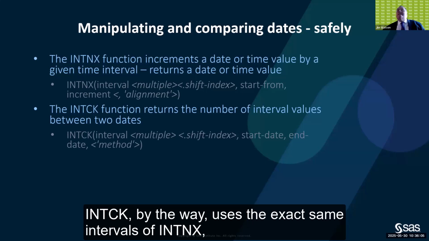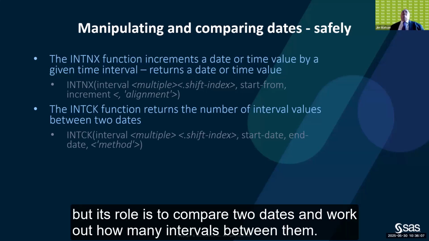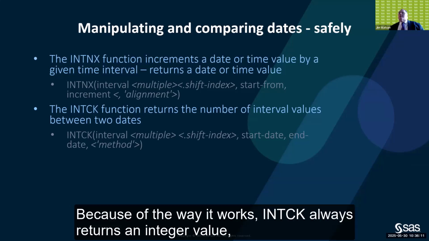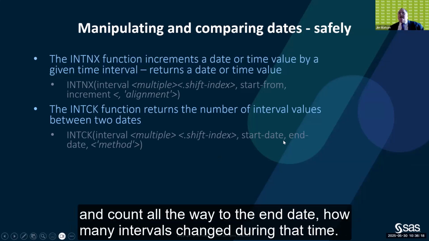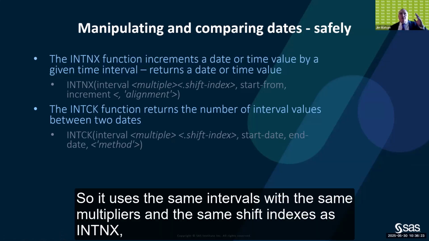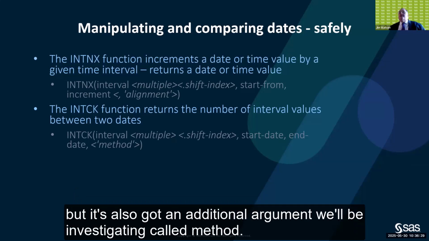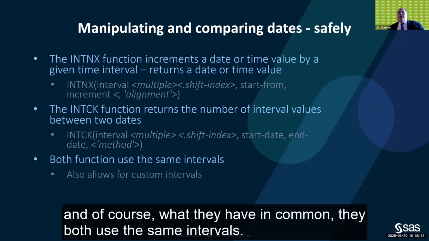INTCK, by the way, uses the exact same intervals as INTNX, but its role is to compare two dates and work out how many intervals are between them. Because of the way it works, INTCK always returns an integer value, because all it does is start from the start date and count all the way to the end date how many intervals changed during that time. So it uses the same intervals with the same multipliers and the same shift indexes as INTNX, but it's also got an additional argument we'll be investigating called method. Of course, what they have in common is that they both use the same intervals.